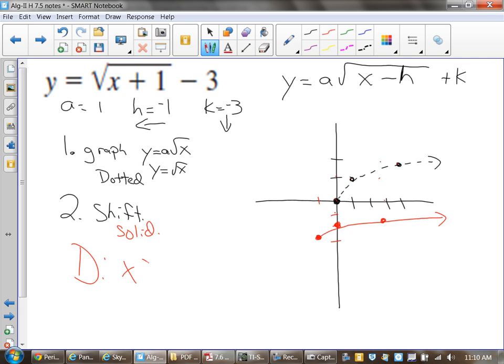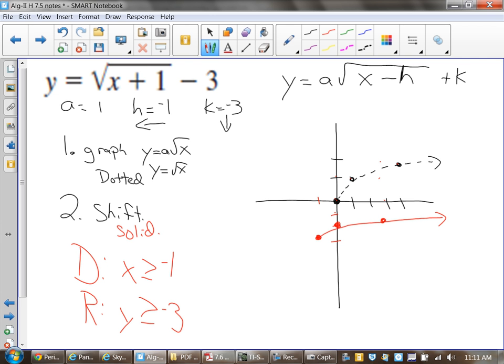X is greater than or equal to -1. What is the smallest possible value of x that we have here? -1. What is the range? Right? Good. Y is greater than or equal to -3. So your domain and ranges have changed.